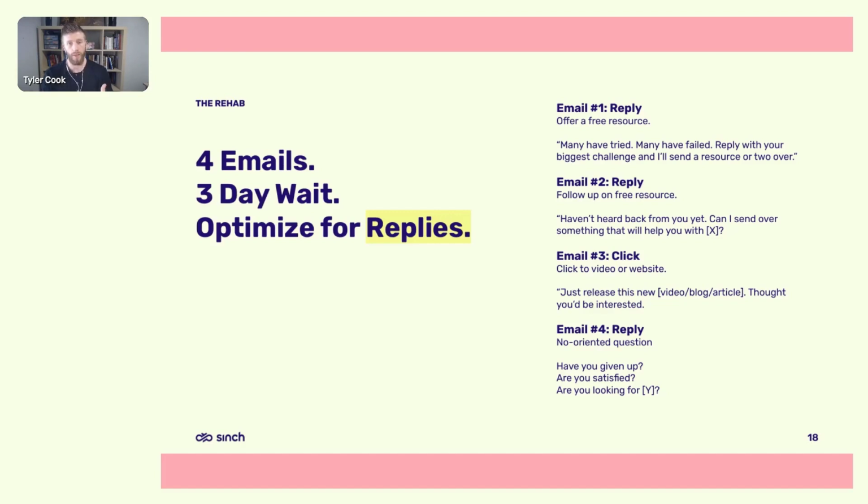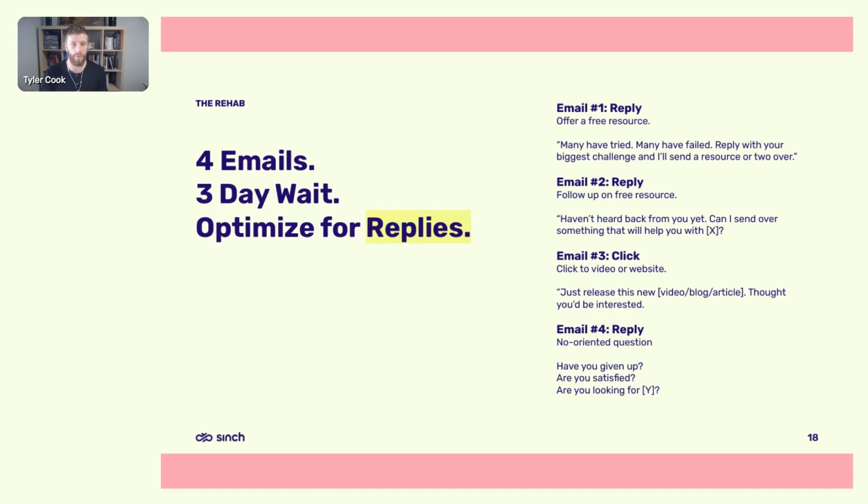Now, email 3, we shift a little bit, and now we're asking them to click, because replying back to an email is easy, but it can be seen as a really big ask. And so we want to back off from that. What we do is say something along the lines of, hey, we just released this new video, blog, this new social media post, whatever. Thought you'd be interested, click here, go consume it. We back off of that big ask of replying and try to generate that click.